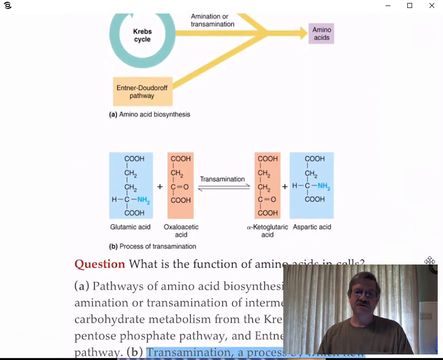We have what's called transamination. Okay, so what that amounts to is we can take the amino group, that said nitrogen and 2 hydrogens, that group, that's the amino group. We can take the amino group off of one amino acid and put it onto a different organic acid and change that into an amino acid. Okay, so that is transamination.